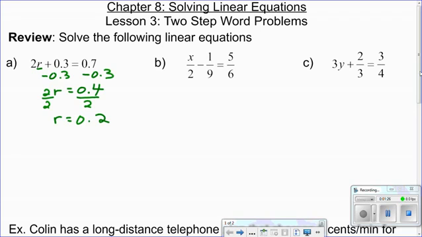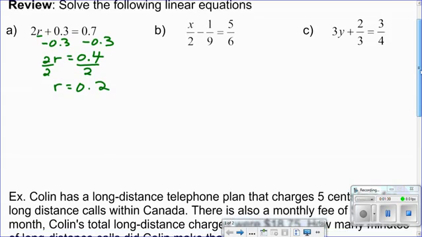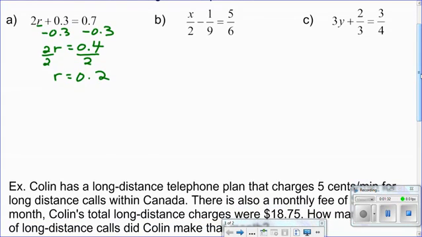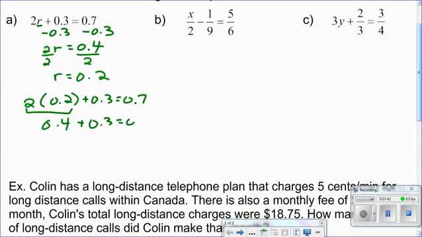Now some of the things that I haven't been seeing, because I haven't been seeing you guys checking your work very well. So we're going to check on these ones. Okay, so 2 times 0.2, 0.4 plus 0.3, and we are looking for both sides to be equivalent, which they are, so that means we've solved correctly and we've checked correctly.